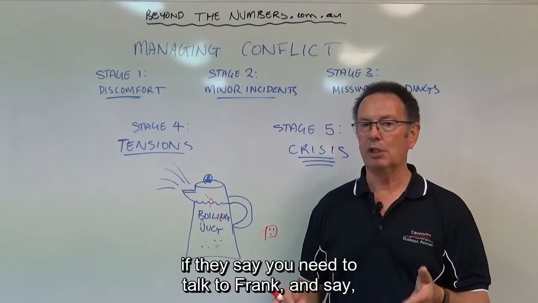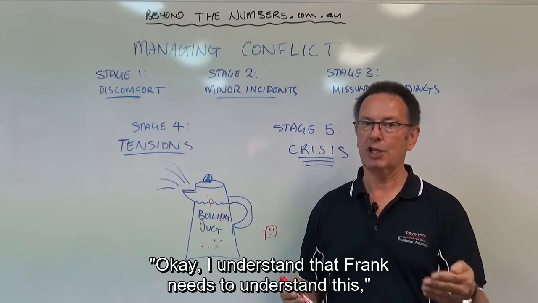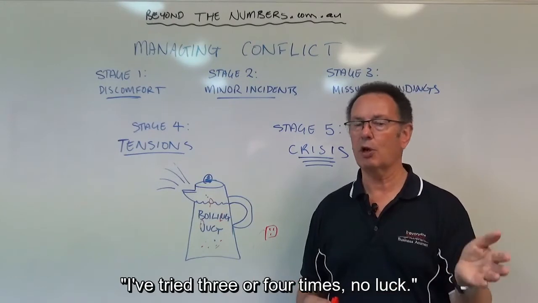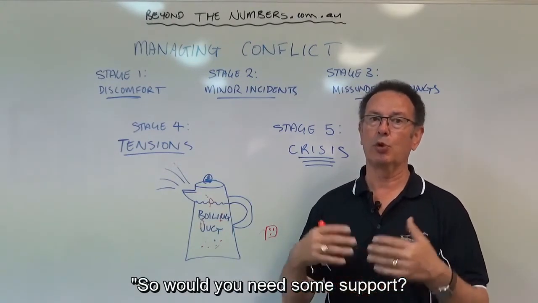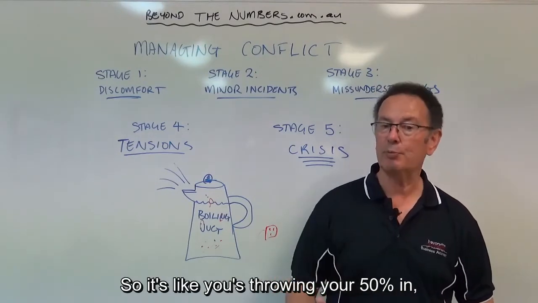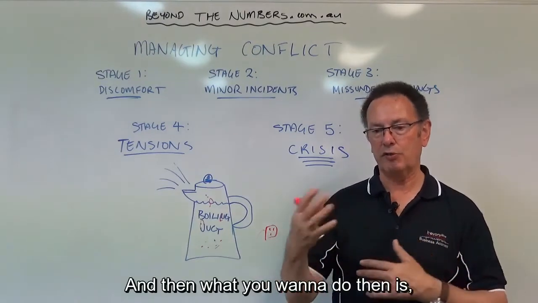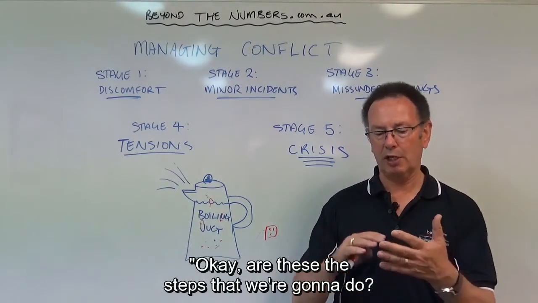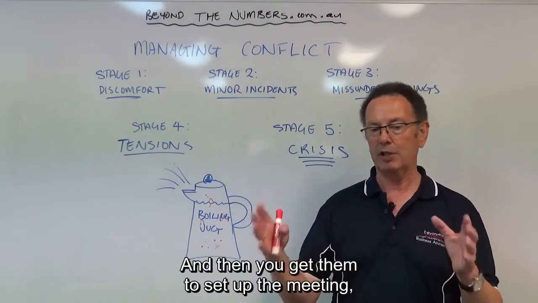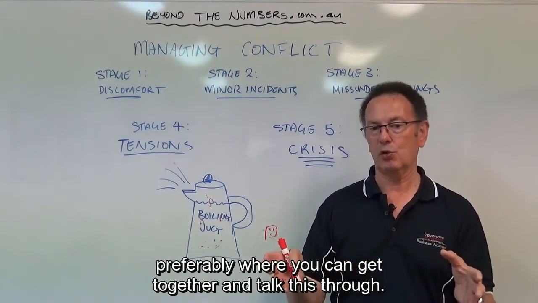For example, if they say you need to talk to Frank, say, okay, I understand that Frank needs to understand this, so have you tried speaking to Frank? I've tried 3 or 4 times, no luck. So would you need some support? How about I get you together and we facilitate a conversation? So it's like you throwing your 50% in, but not owning the problem. And then you've had that discussion, you come up with, okay, are these the steps that we're going to do? Do you commit to do this? Because I'll commit to do that. And then you get them to set up the meeting, preferably where you can get together and talk this through.